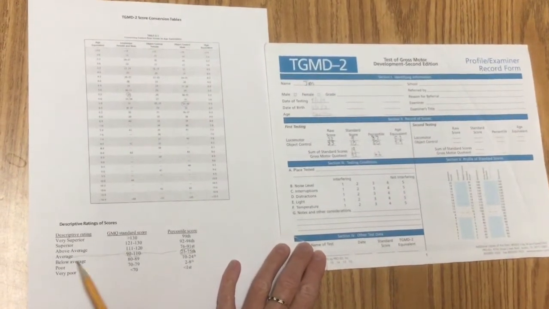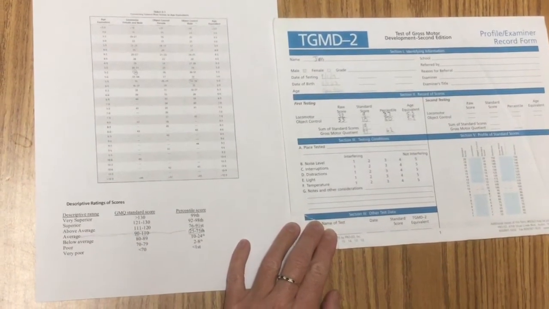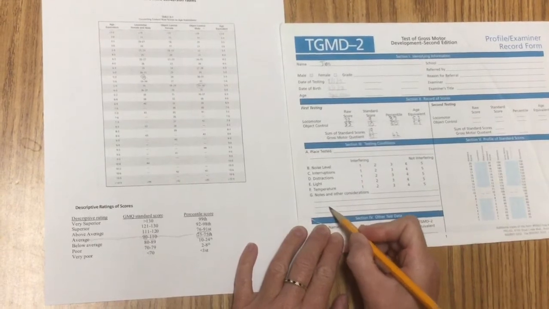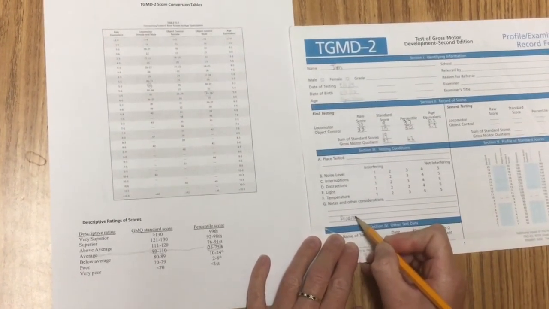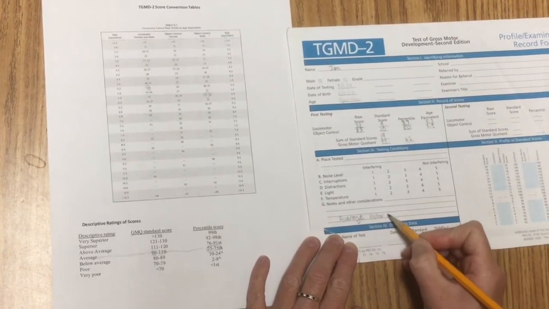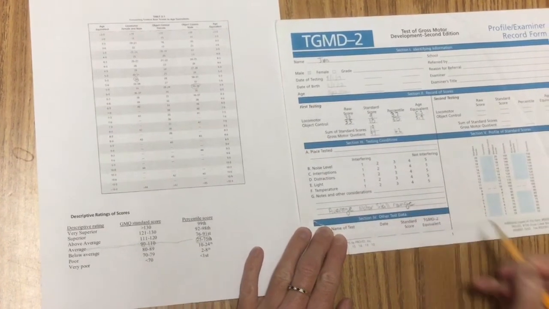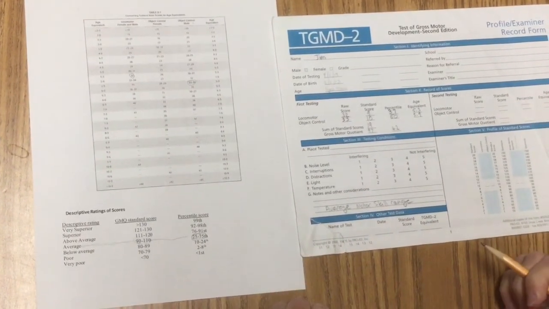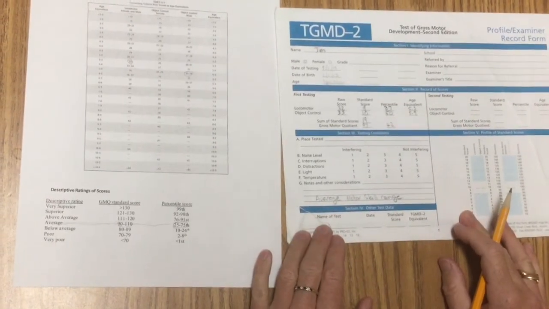After finding out his descriptive rating of scores, just here I like to make a note of average motor skill range, so that when I'm writing my report, I already know what I've calculated for him.